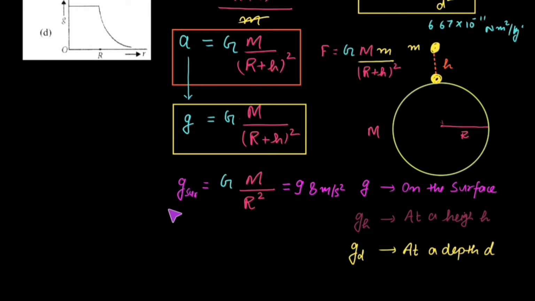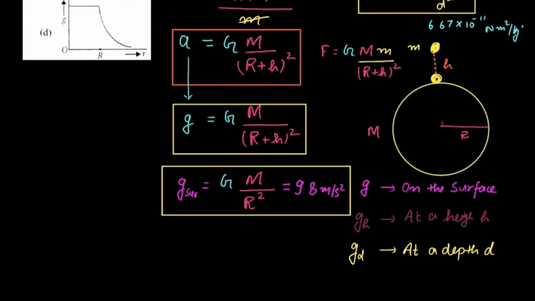So the value of small g on the surface of Earth is itself a constant, and the value is 9.8 meter per second square. But this value is valid only on the surface of Earth. The second case is to find out the value of acceleration due to gravity at a height h.